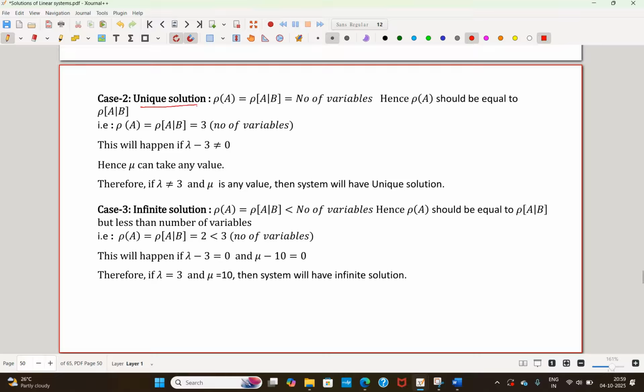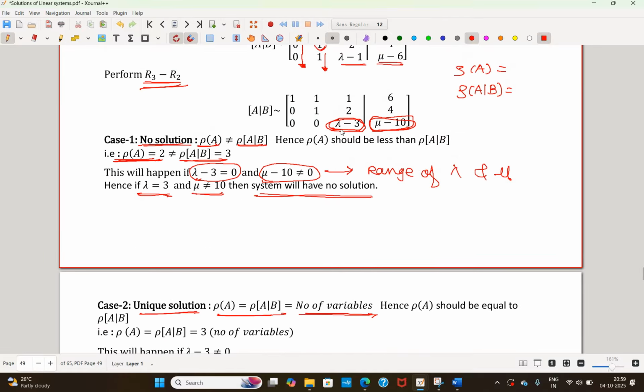Now come to case number 2, unique solution. A unique solution is possible if and only if both ranks are equal and equal to the number of variables. Means the rank of your coefficient matrix should also be 3. That is possible only when lambda minus 3 is not equal to 0. Correct? And mu minus 10 may or may not be equal to 0, because see this position, if this is your constant position, I will make it a star here, and here there is 0. Now the rank of the coefficient matrix will be 3 and the rank of the augmented matrix will also be 3 because of this star position.